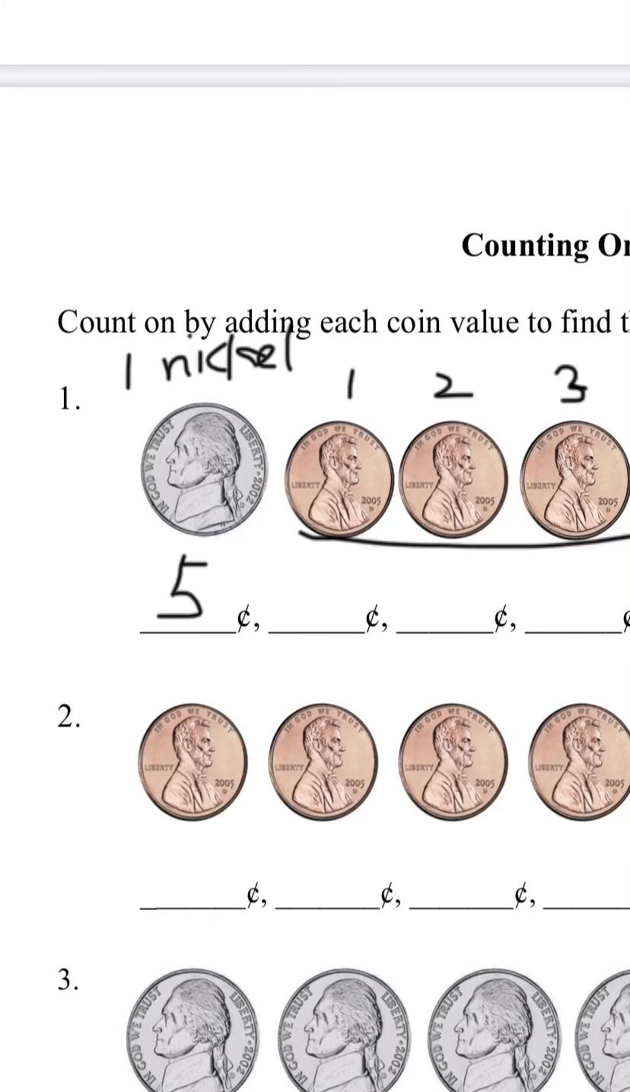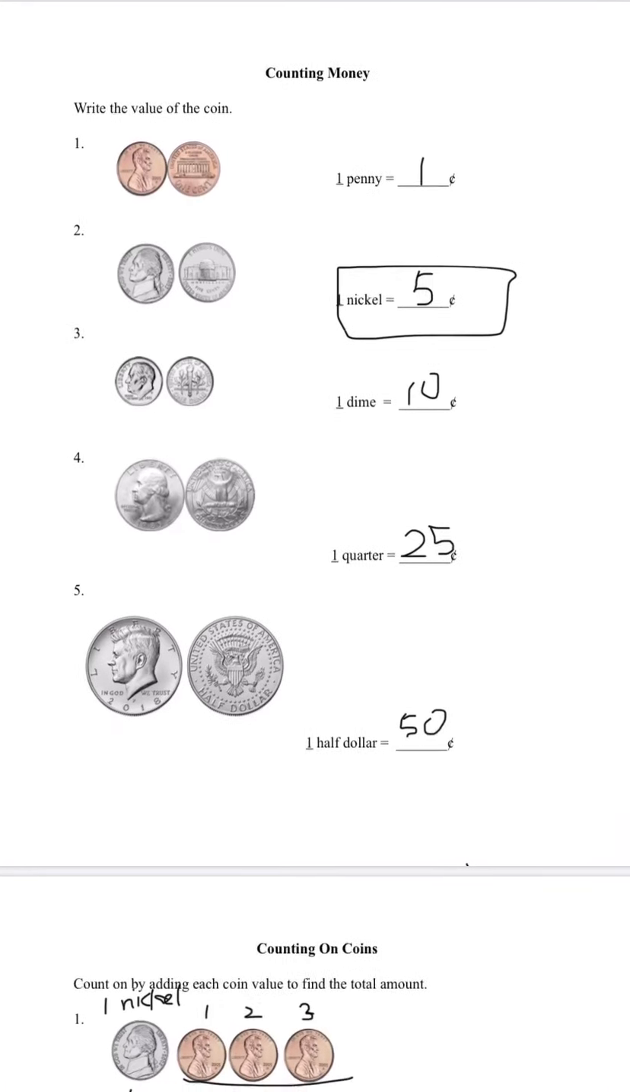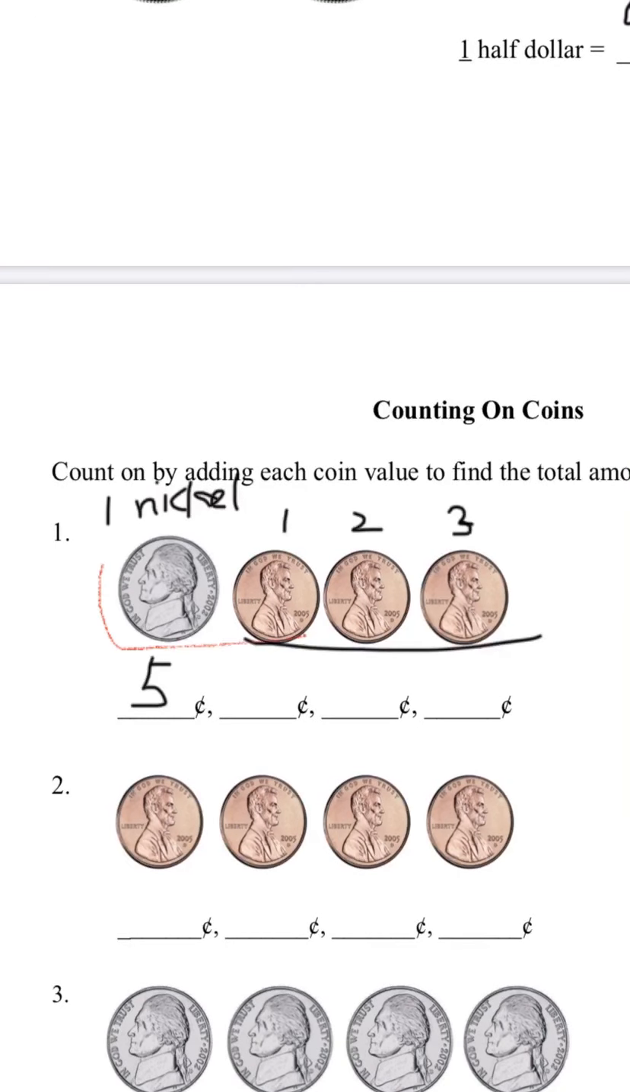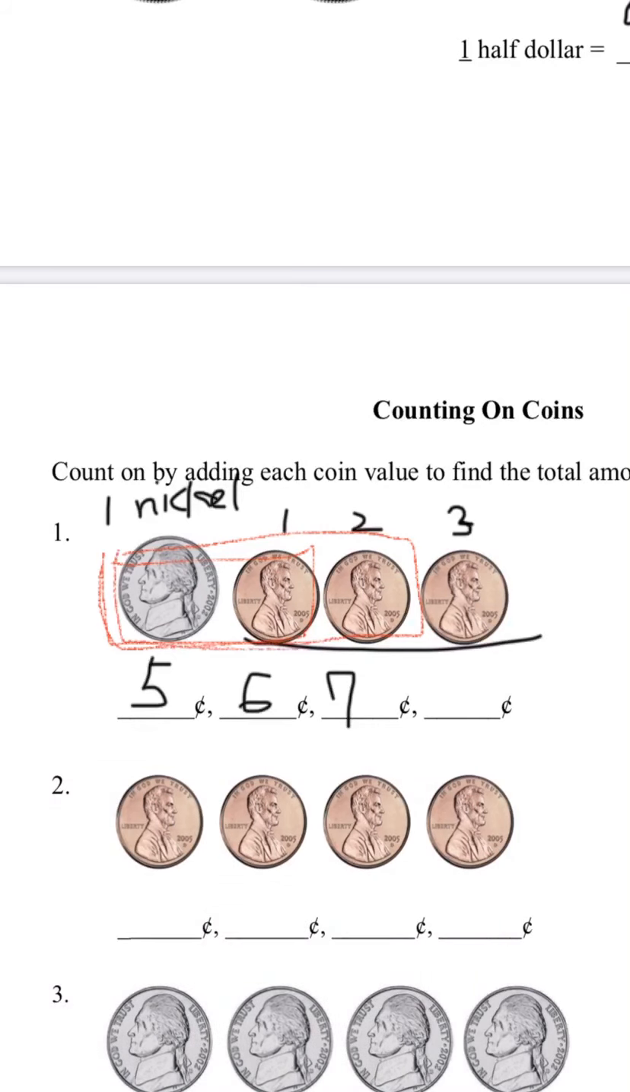And then 1 penny was 1 cent. So if I add these two, I'm going to have 6, right? Because 5 plus 1 is 6. And then now we have 6. And then 6 plus 1, we're going to have 7. And then 7 plus 1 more. So all together, we're going to have 8. Okay?